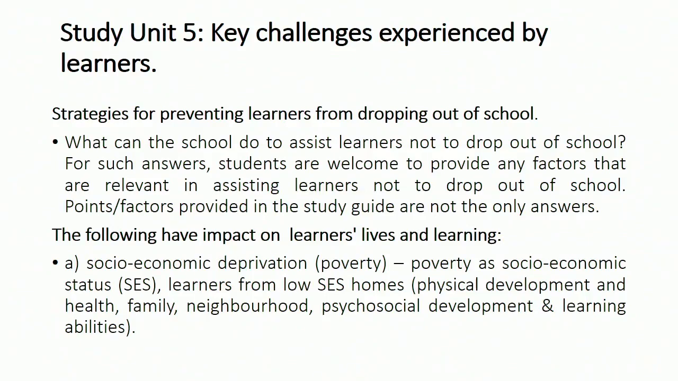The following have impact on learners' lives and learning. So the life of a learner can be impacted in the following areas: socio-economic deprivation, poverty as psychosocial economy status, learners from low SES homes, physical development and health, family, neighborhood, psychosocial development and learning abilities. Under socio-economic deprivation, we have all those factors that could impact the child's or the learner's life and learning.